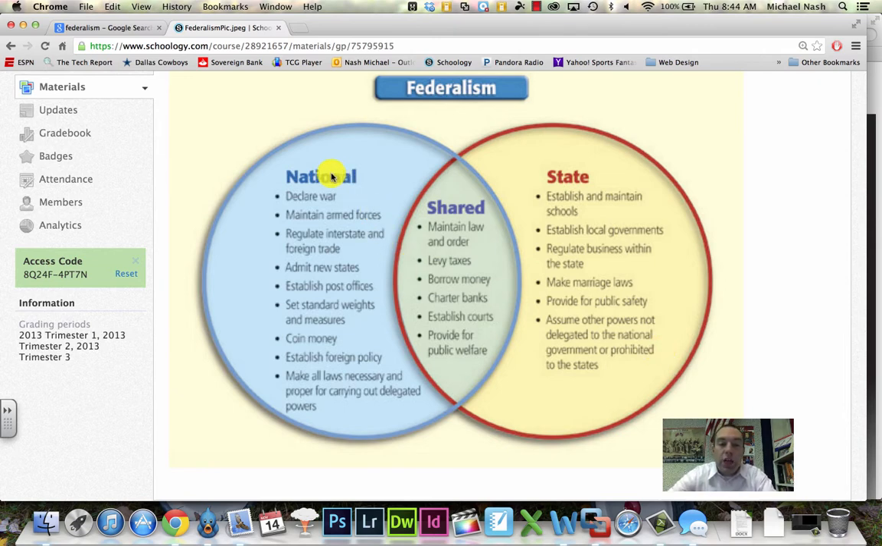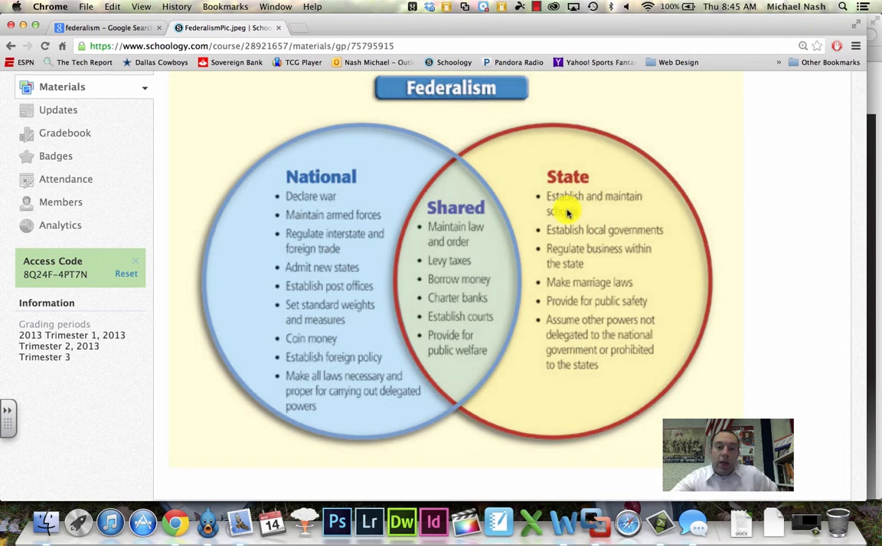So you see that some of the jobs that the national government has: declaring war, making an army, regulating trade between the states and between other countries, which was a big problem under the Articles of Confederation that was fixed, admitting new states, establishing and running the post office, establishing like the weights and measure system for our country. So like not different states are doing pounds in the metric system, like the national government sets that for the whole country, making money for the country, foreign policy, how our country is dealing with other countries, and then making all laws necessary and proper for carrying out these things.